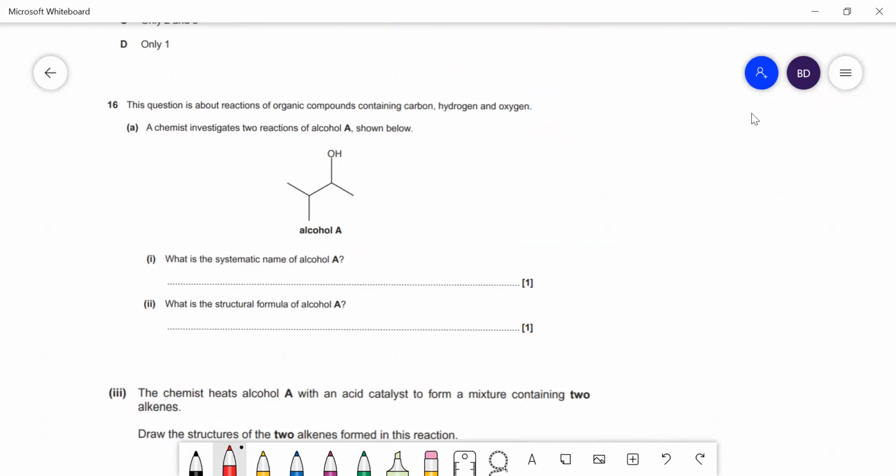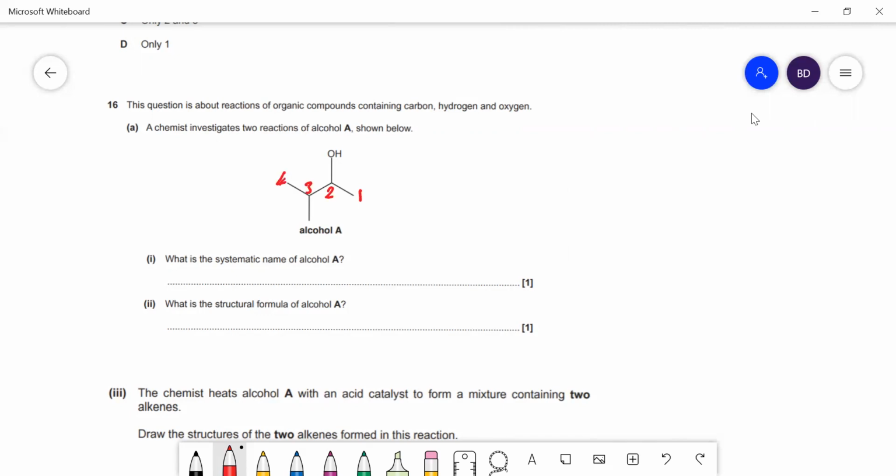Organic compound containing carbon, hydrogen, and oxygen. A chemist investigates the reactions of this alcohol A. Systematic name of the alcohol. I'm going to number the carbons and number it from this end, so the alcohol is on the shortest, got the smallest number.